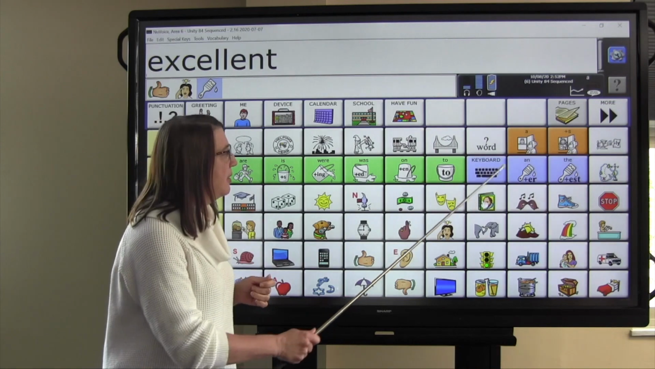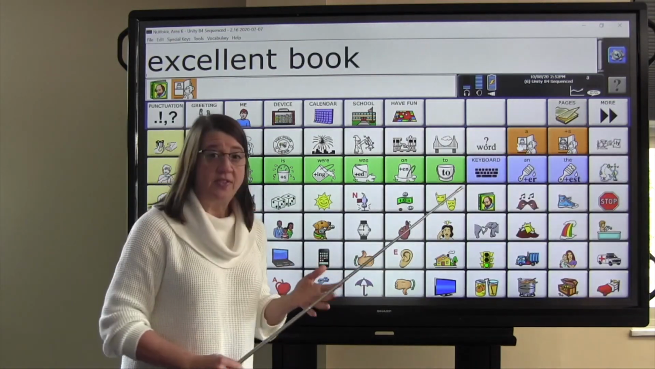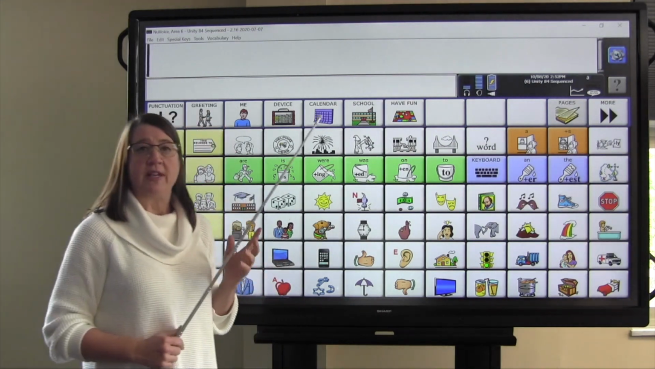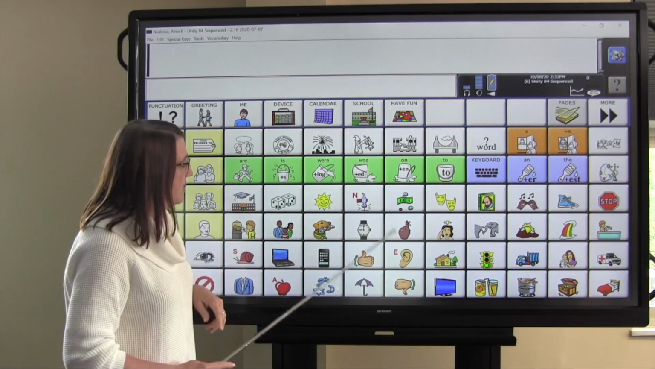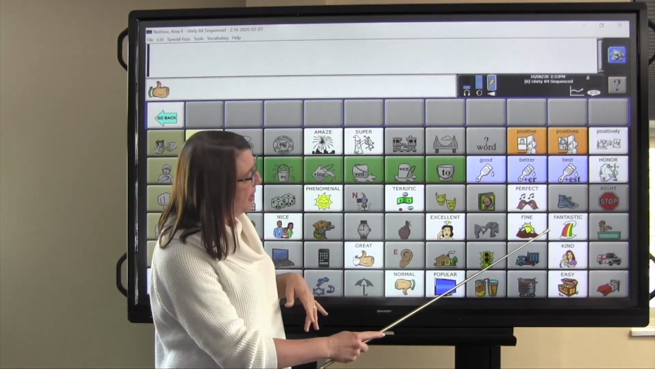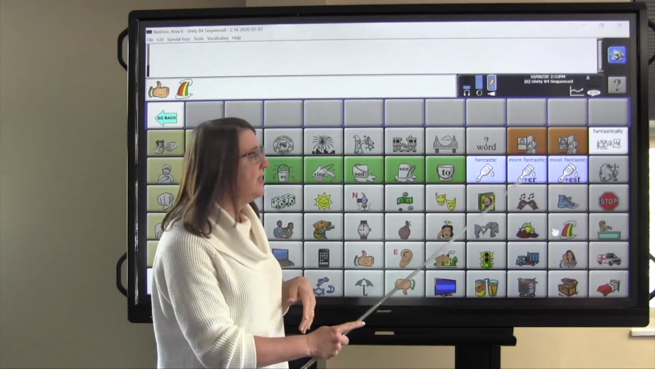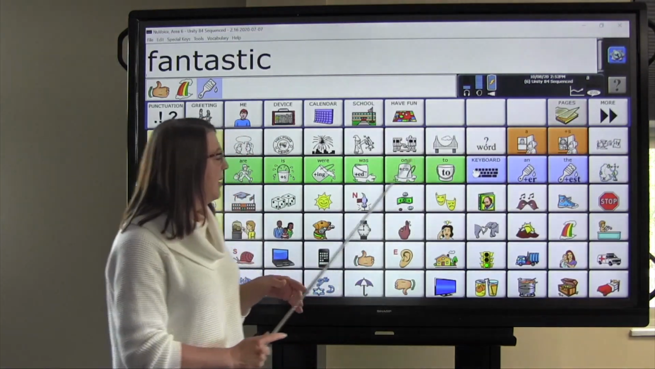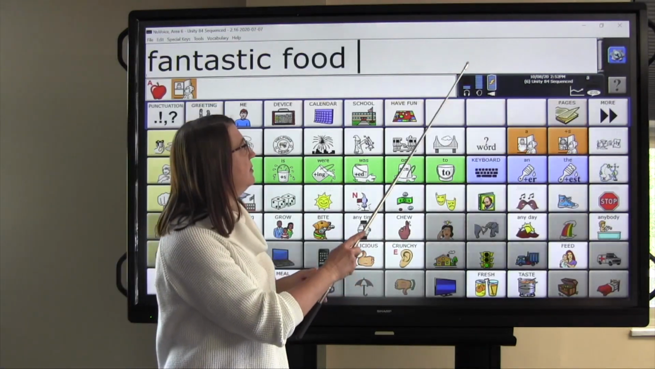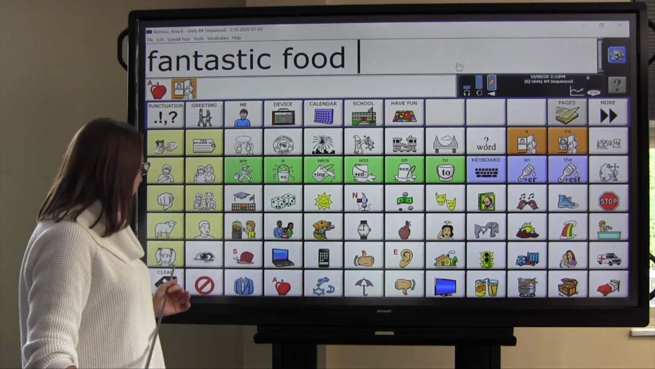Excellent. Excellent book. Book. I just finished an excellent book. I'm kind of sad that it's over. Let's do fantastic food. So thumbs up. This rainbow almost looks a little bit like a fan, so that's how we say fantastic. Fantastic. And food is going to be our apple plus our noun key. Food. Fantastic food.